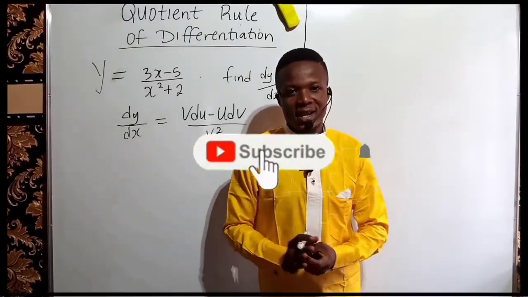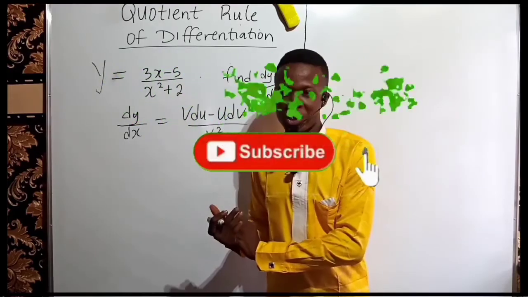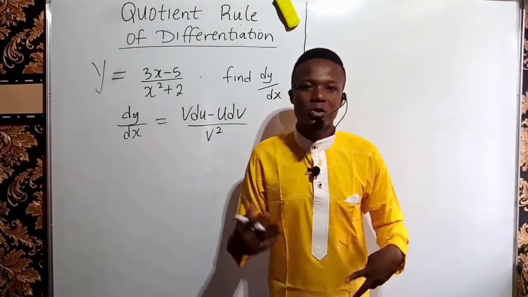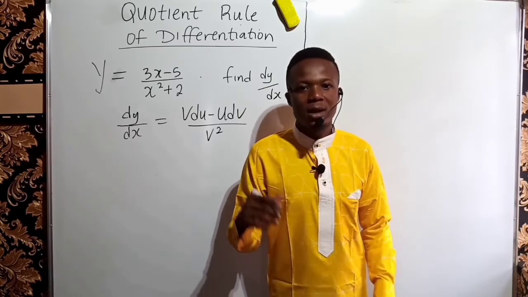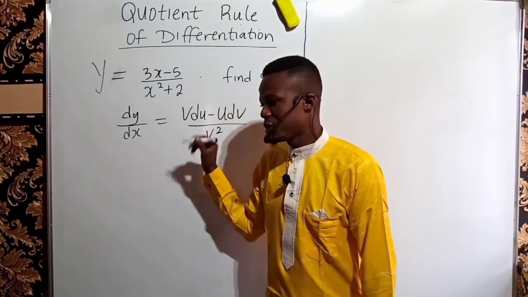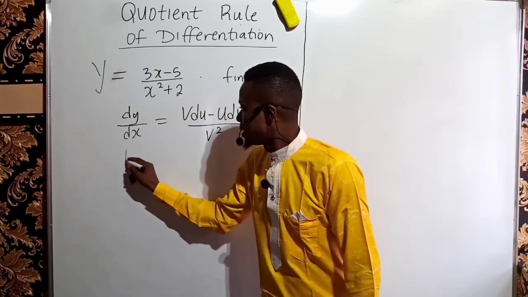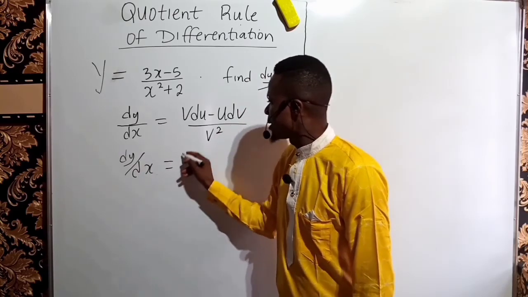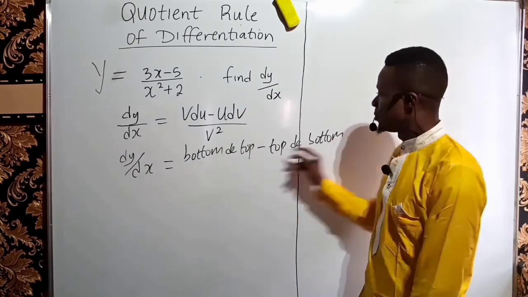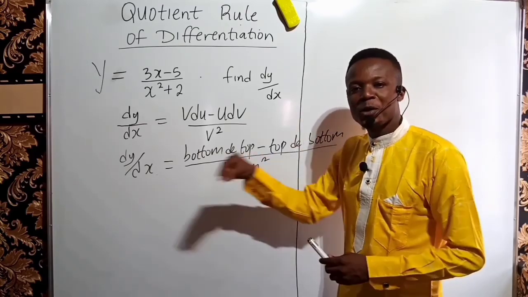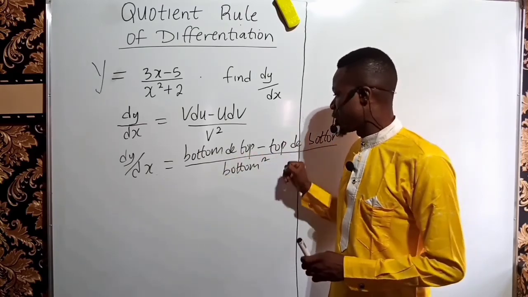When I was tender, look at what I used to remember this quotient rule, because sometimes the formula may seem confusing, sometimes it will not be so easy to remember the formula. Therefore, I always write, when I was tender, that dy/dx is the same thing as, it's funny, bottom the top minus top the bottom all over bottom squared.